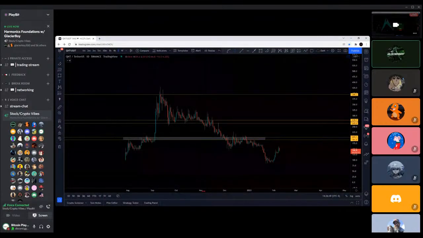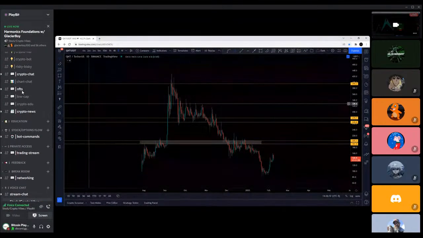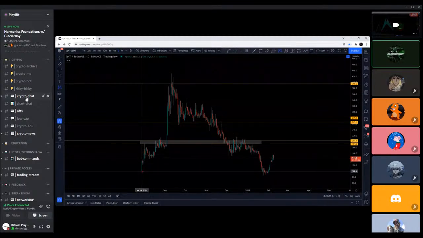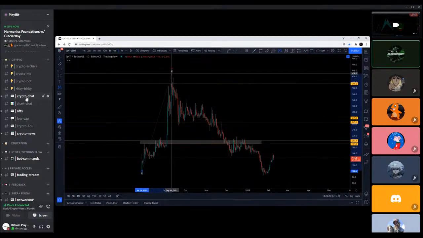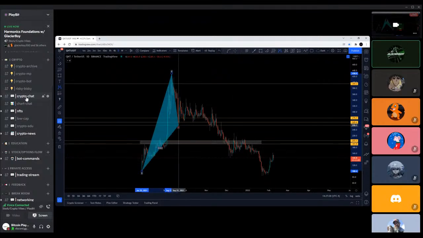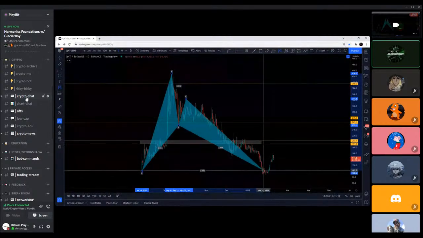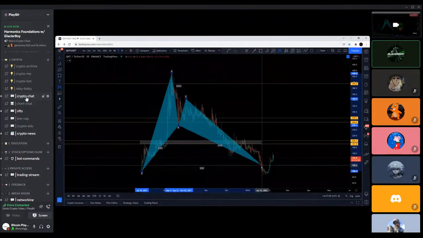I don't know if you see it. It's in crypto chat if you want to go look at it for yourself. Right off the bat, you can kind of see just the M, right? So you get the X, your A, bullish harmonic, B at 50%, and then your 886. You undercut it just a little bit.